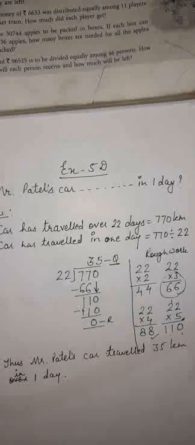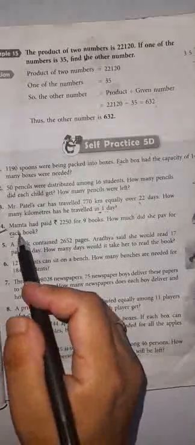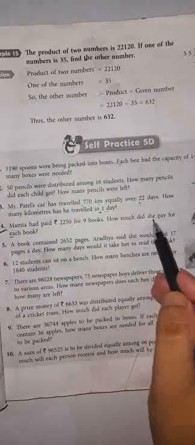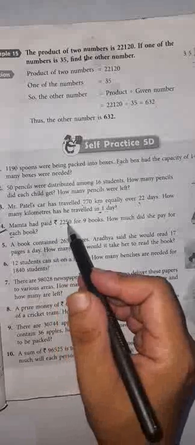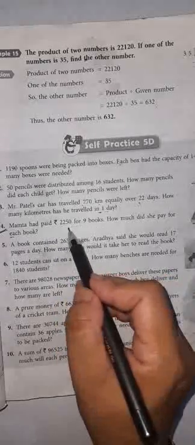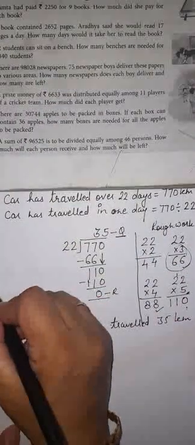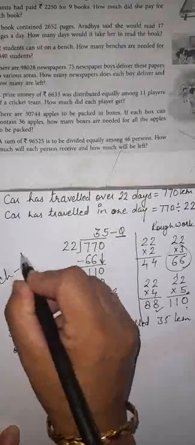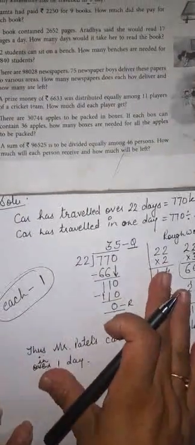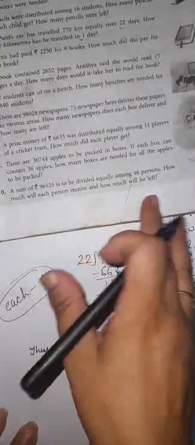Okay children. Now look at the question number 4. Okay, just read this question first. Mamta had paid rupees 2,250 for 9 books. Okay, how much did she pay for each book? It means that she had paid 2,250 for 9 books, right? In this question we have to find out for 1. Each means 1. Okay, the meaning of each, each, it means 1. Fine children. So in this question, we again find out for 1.